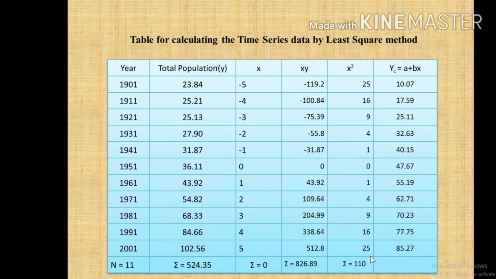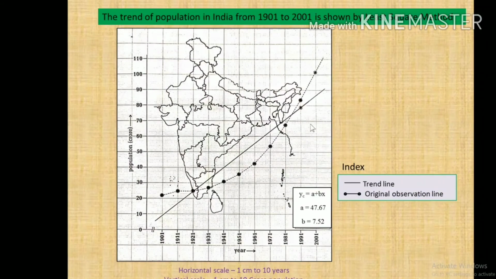Using these values of yc, draw a best fit line or trend line, and using the observed value, that is Y, the absolute number of the population of the different decades, you have to draw the original observation line. So this straight line represents the trend line and this curved line represents the original observation line. In this way, you have to prepare a diagram represented by the least square method, that is the trend of population in India from 1901 to 2001 shown by the least square method.